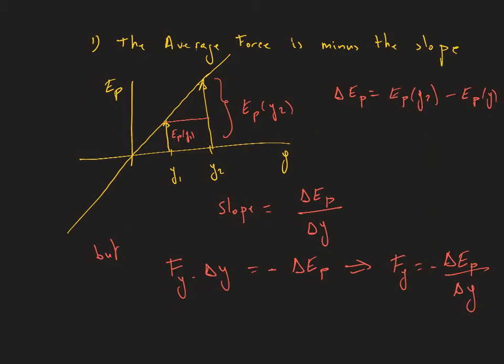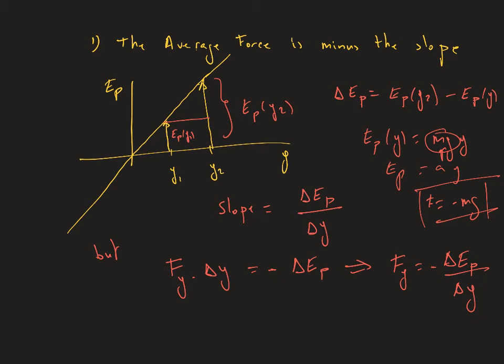So let's go to see the first thing. In this case, E sub p of y equals mgy. So this is the graph of a rectilinear line with a slope. The slope is mg. Oh, so the force should be minus the slope, minus mg. This is the force. Oh, I found it. But why? Why will this work?